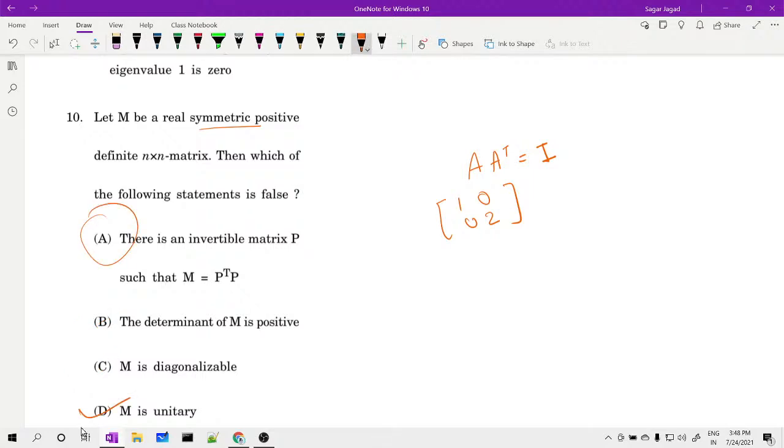So what I learned is there exists an invertible matrix P such that, and this I have read somewhere, but I'm unable to recall it correctly. But the statement is true. M is equal to P transpose P.